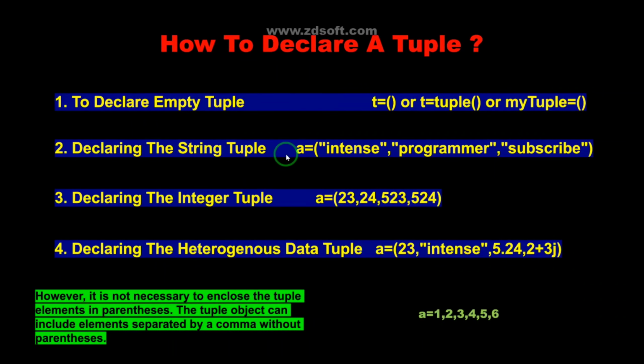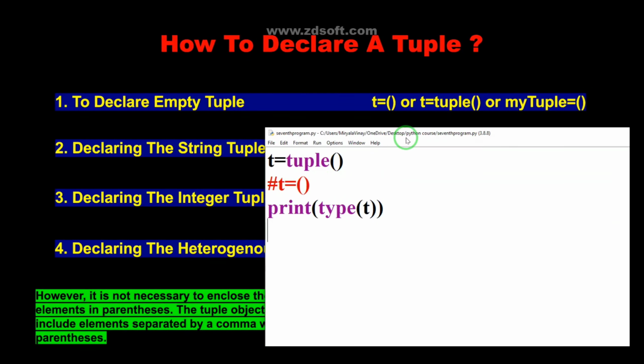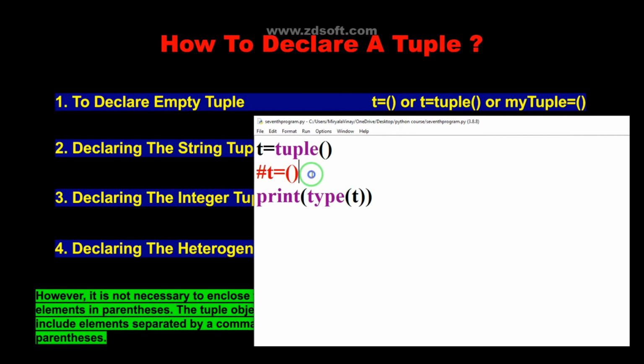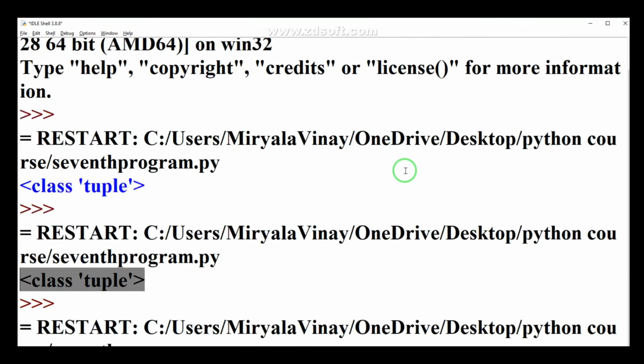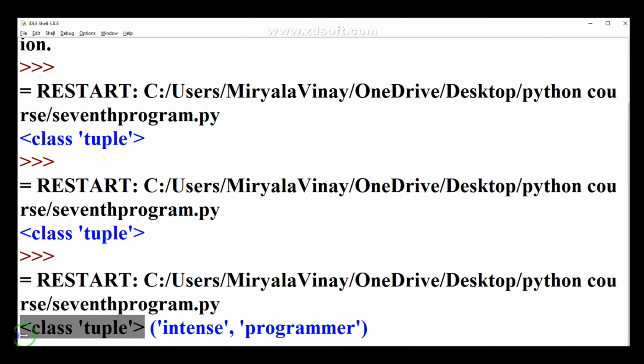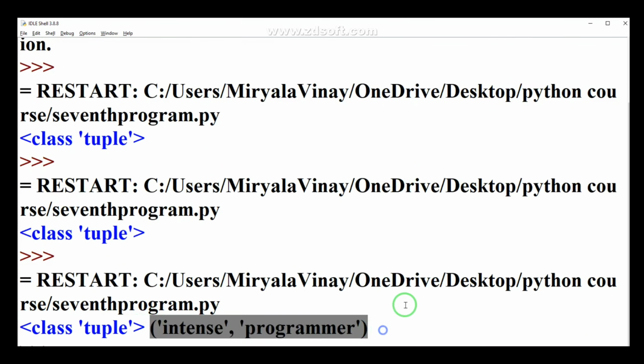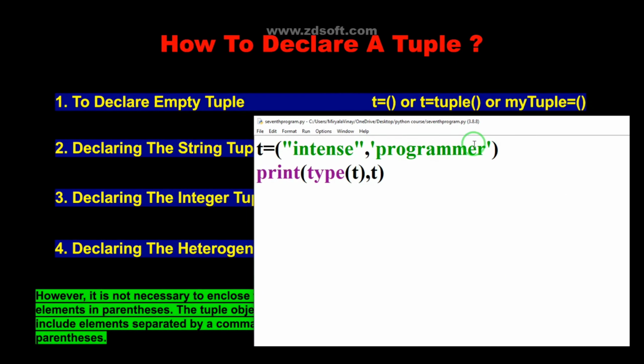Second thing, declaring a string tuple. How to declare a string tuple? It means initializing with string values. I am using the t variable again, inserting values, that is intents and programmer, separated by commas. I am also checking what data type it is and printing the tuple t. When I run this program you can see the output falls under class tuple, and the values are intents and programmer in it. That is the string tuple.